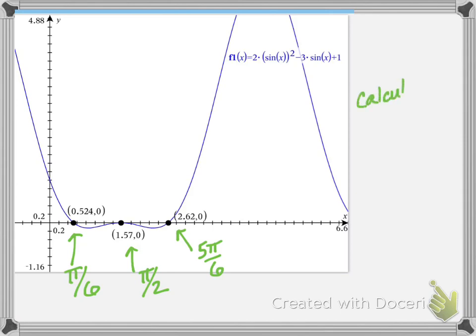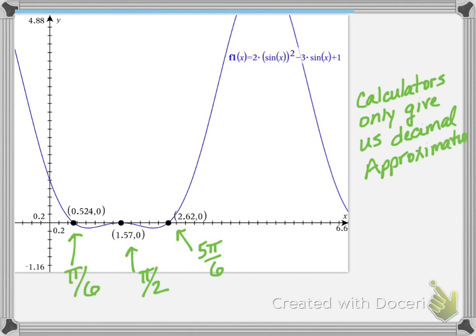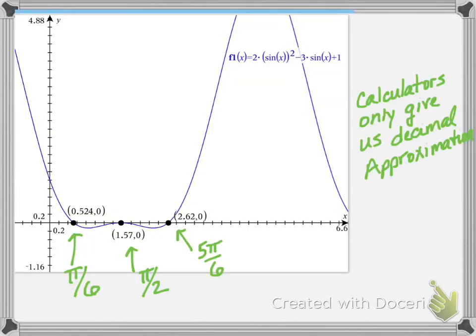A calculator is only going to give us decimal approximations for where we cross the x-axis. And so it's important, again, to know the common values for our trig functions, the trig values for the common angles.